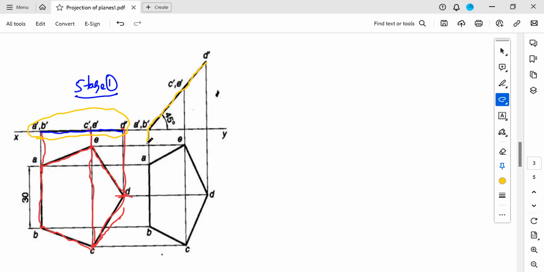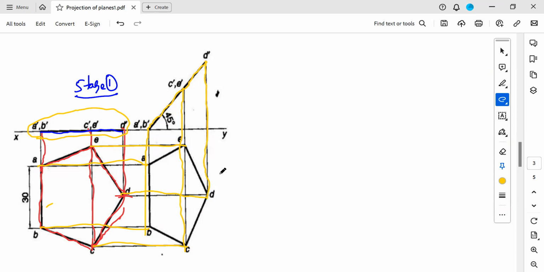You take the projectors from A dash, B dash, and here you take the projection from A. You will get the A point. Similarly, you take the projection from B. You will get the B point. Next one is you take the projections from the front view C dash, E dash, and you take the projections from E, and you take the projection from C. You will get C and E. Finally you take the projection from D dash, and you take the projection from D. You will get the D point.